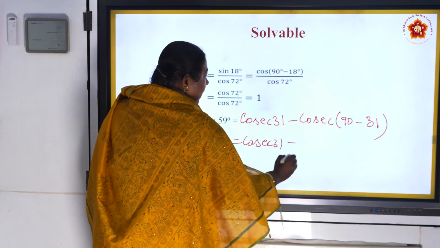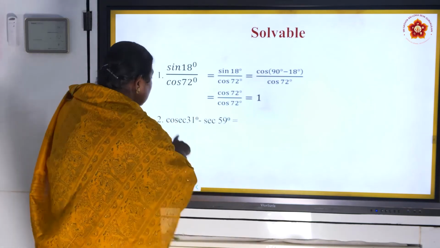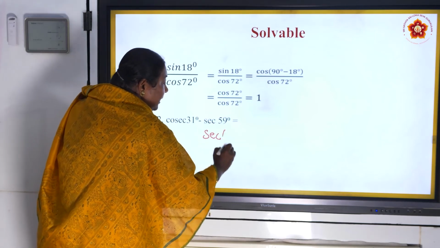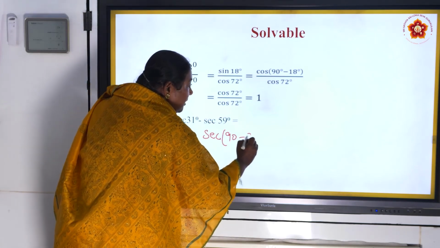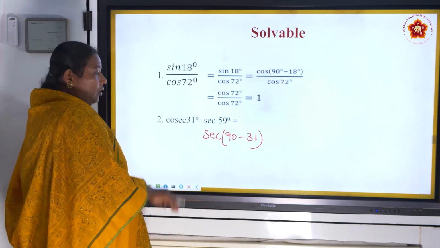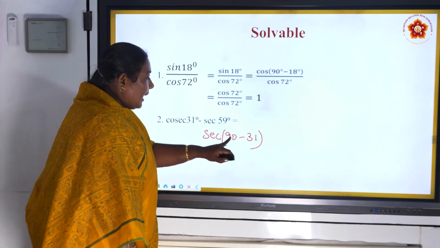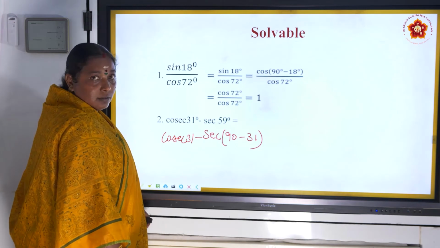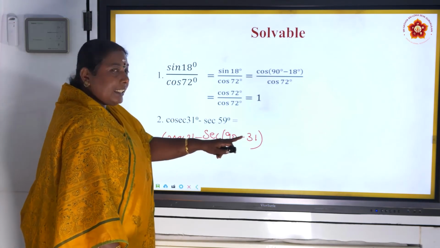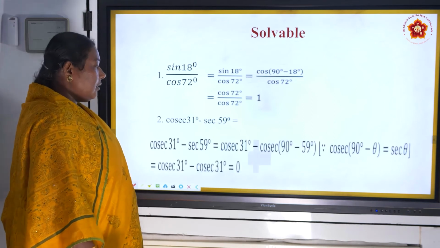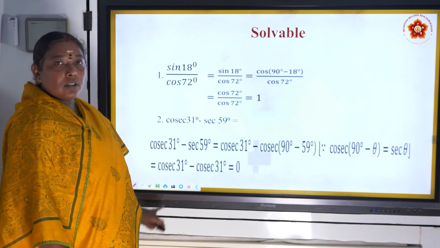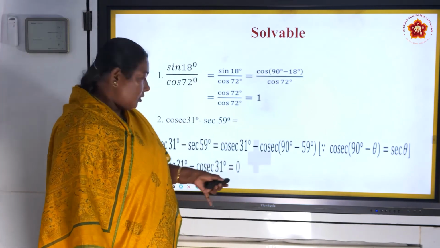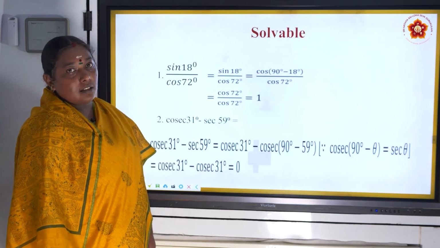Cosecant 31 minus, I think I'm getting it wrong. So cosecant 31 I am writing as cosecant 31 only. Secant 59 I am writing as secant 90 minus 31. This is right; previously it was a little bit wrong. Here it becomes secant 90 minus 31, which becomes cosecant 31. So the answer is 0.